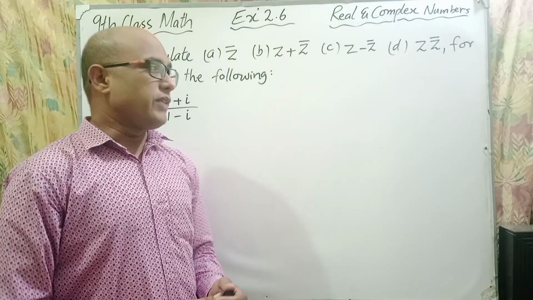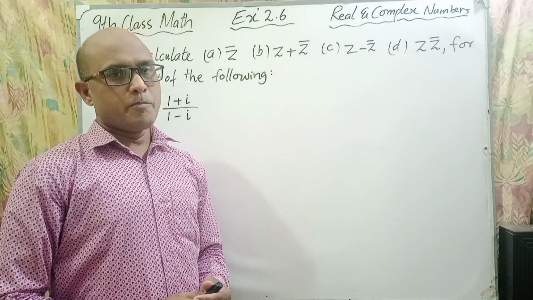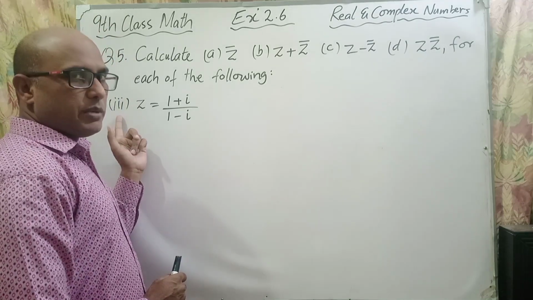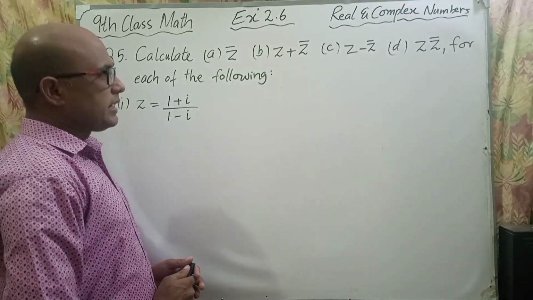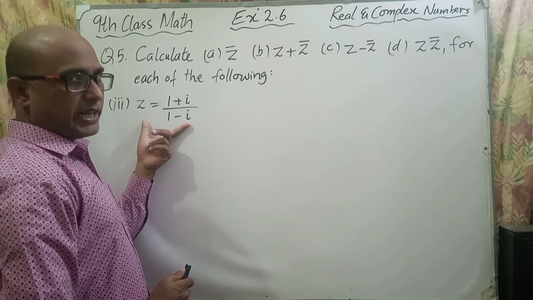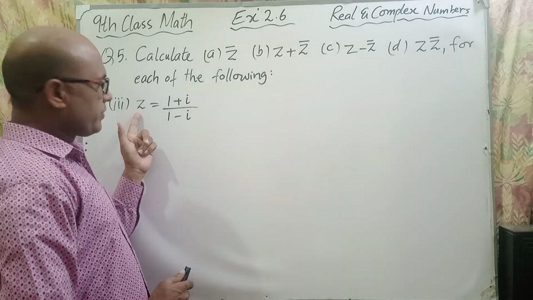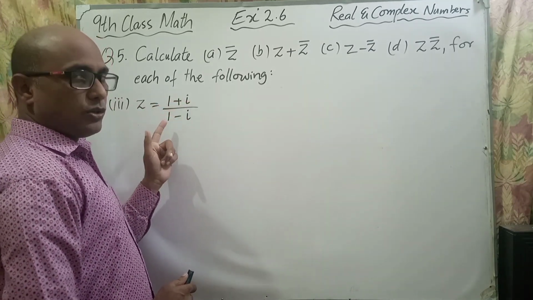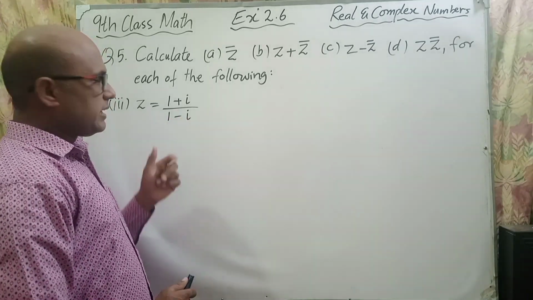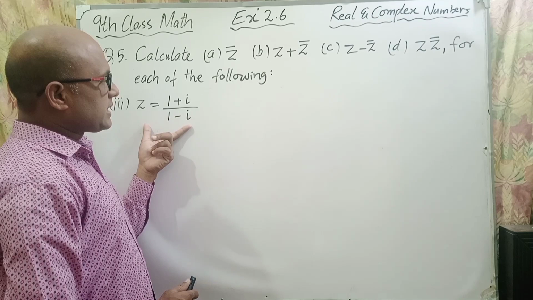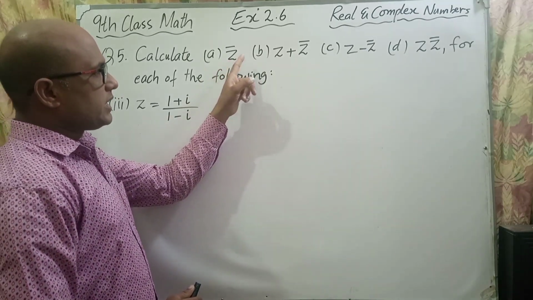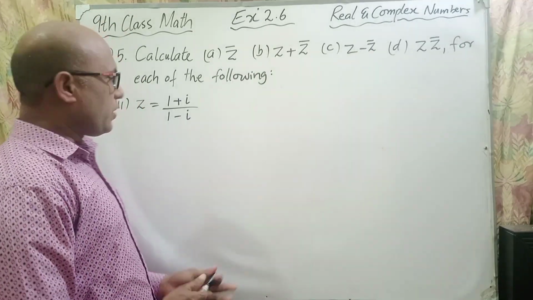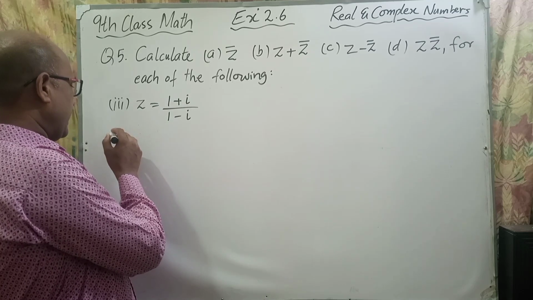Students, in question number 5, we have 4 parts. And out of those 4 parts, we'll do part number 3 today. Students, let's start. In part 3, we are given the value of z. Z is equal to 1 plus iota over 1 minus iota. Out of this complex number, we have to find the values of A, B, C and D parts. And first of all, we have to find part A.